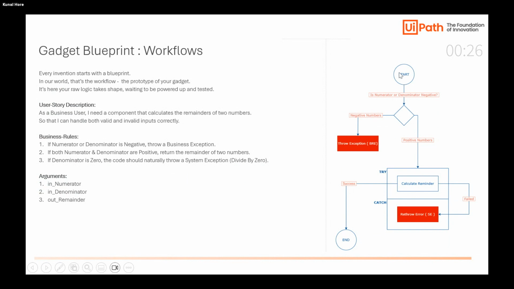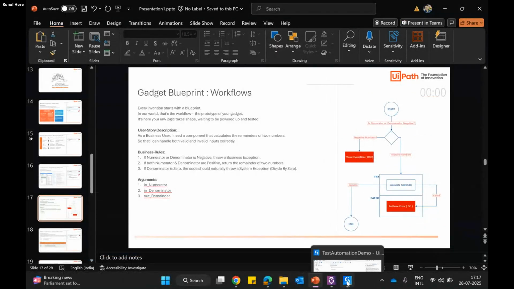If you see here, I've designed the workflow. If the numerator or the denominator is negative, it throws a business exception. If positive, it calculates the remainder. If it fails because of a divide by zero error, it rethrows that exception, and if it's successful, it ends. Exactly this is what I have built in my studio.